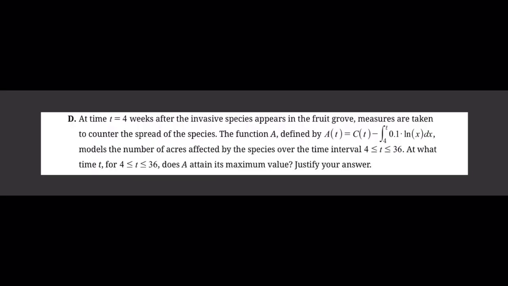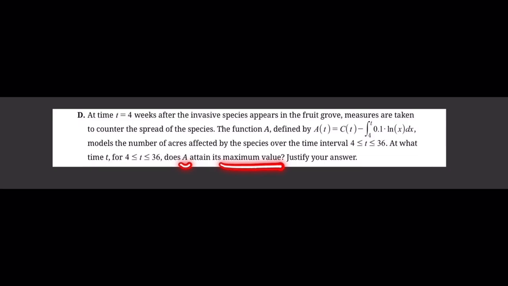And this means that over time, the rate at which the number of acres is increasing slows down and approaches 0. At time t equals 4 weeks after the invasive species appears in the fruit grove, measures are taken to counter the spread of the species. The function a, defined by a of t, models the number of acres affected by the species over the time interval of t between 4 and 36. At what time t, for the interval of t, does a attain its maximum value?